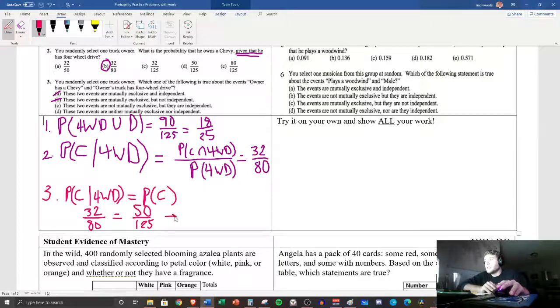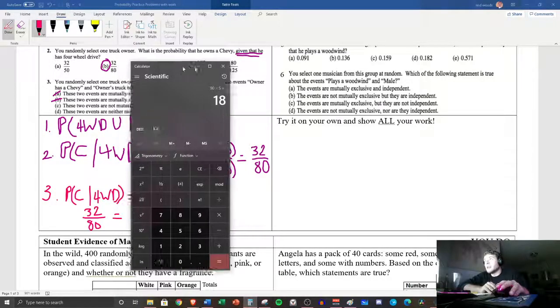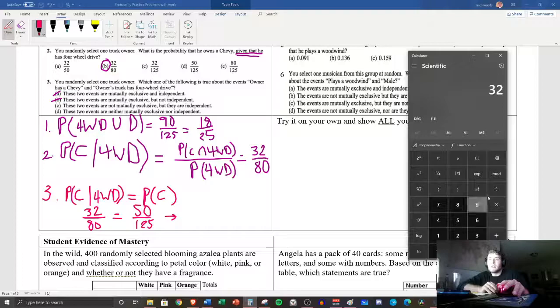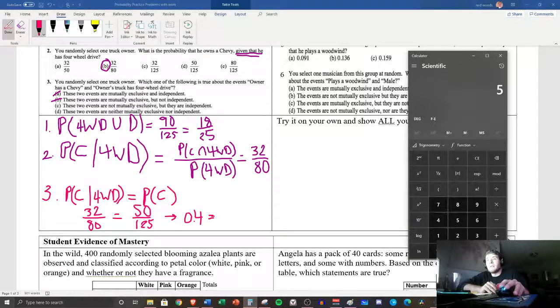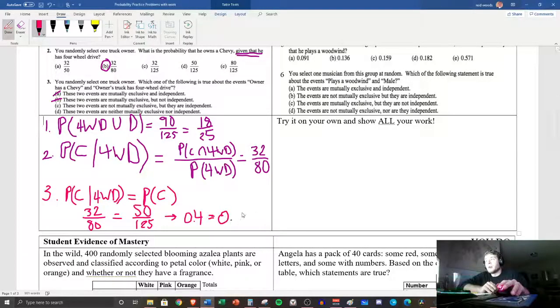Okay, so now let's just convert these to decimals to see if that's going to work. 32 divided by 80. That's 0.4 on the left. What's on the right side? Let's see. So we have 50 out of 125. There we go, 0.4. So this means that they are independent because those probabilities are the same.